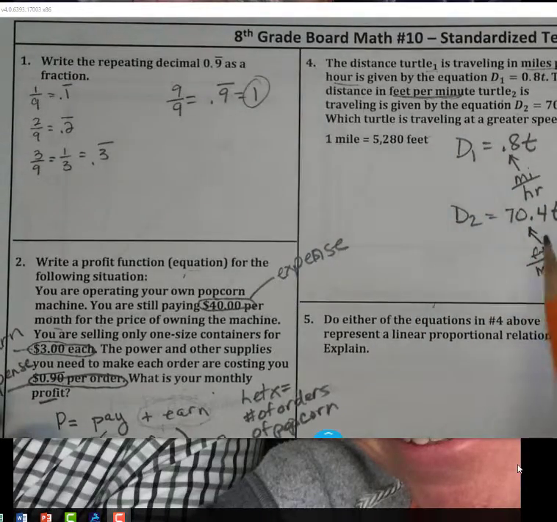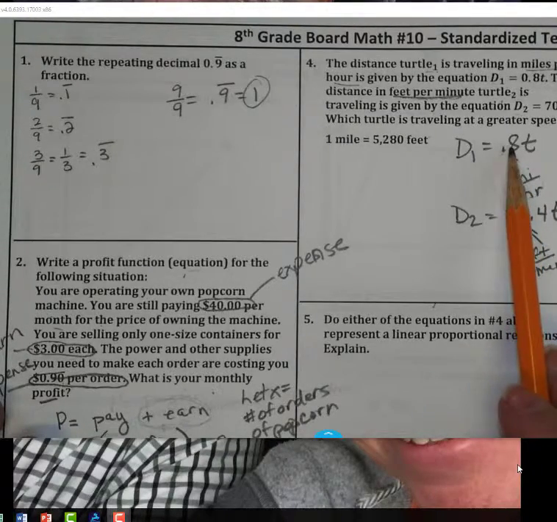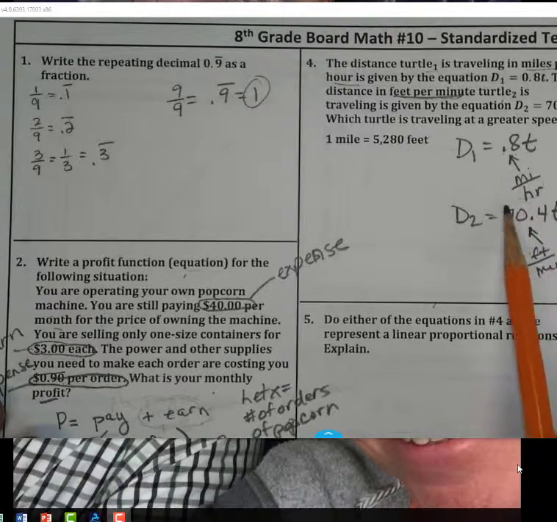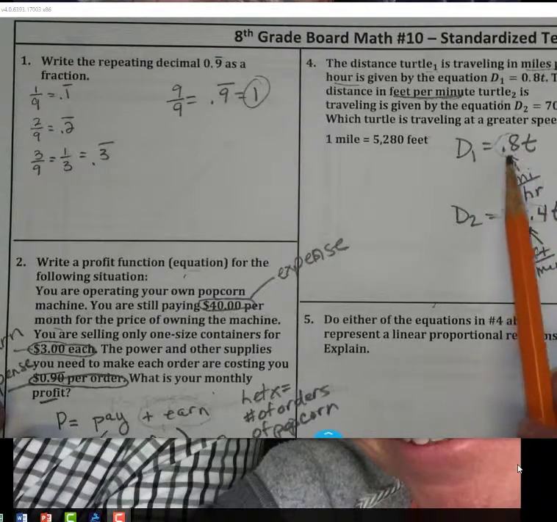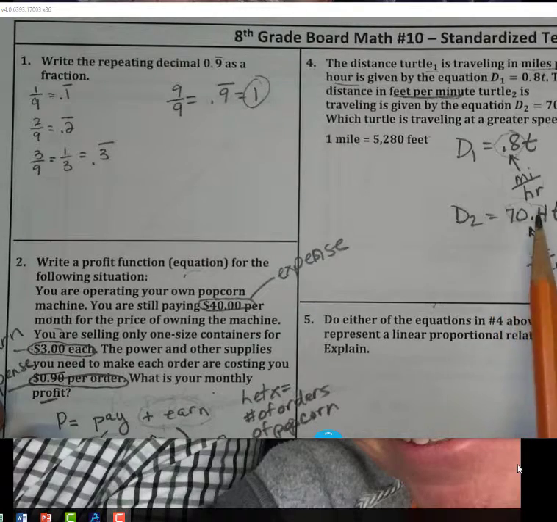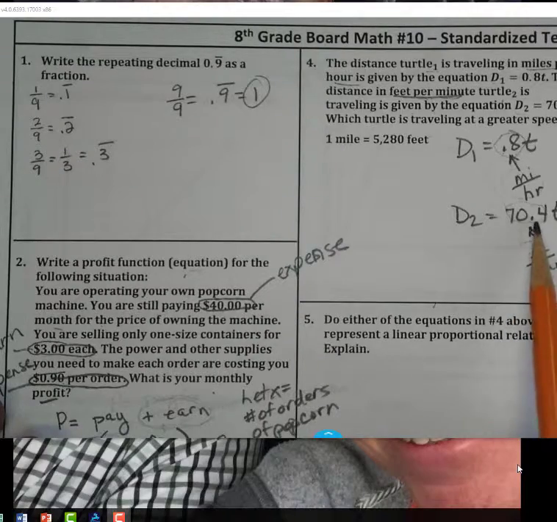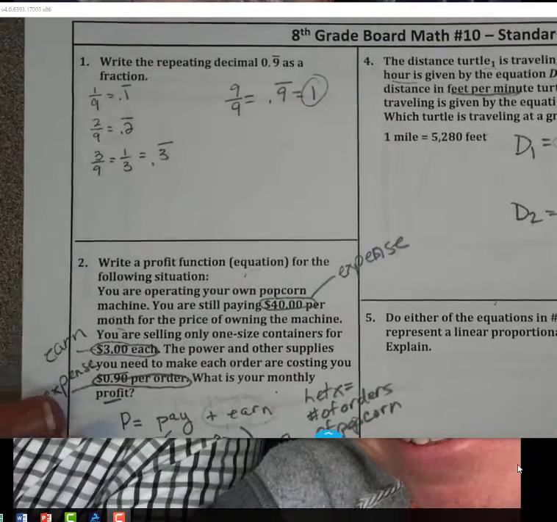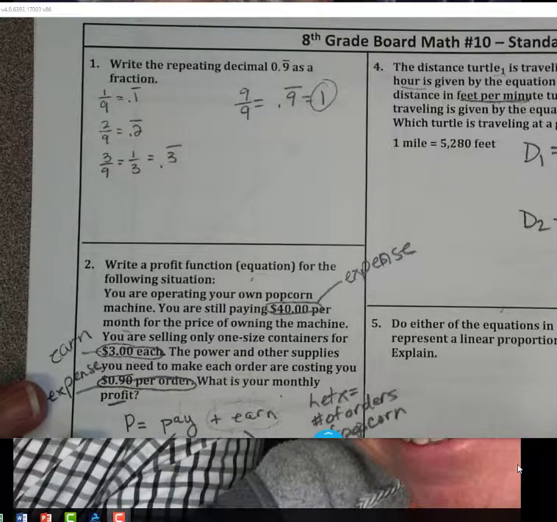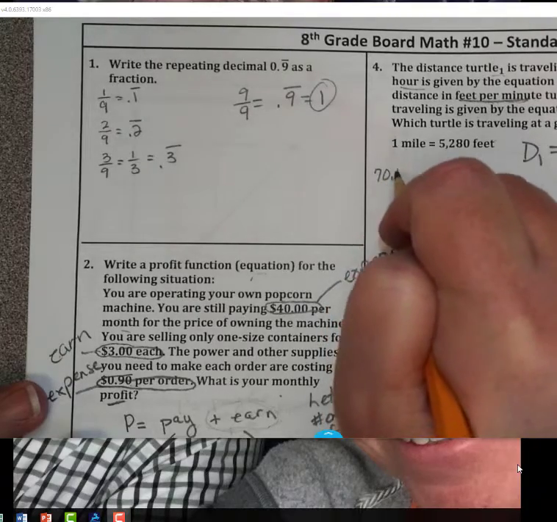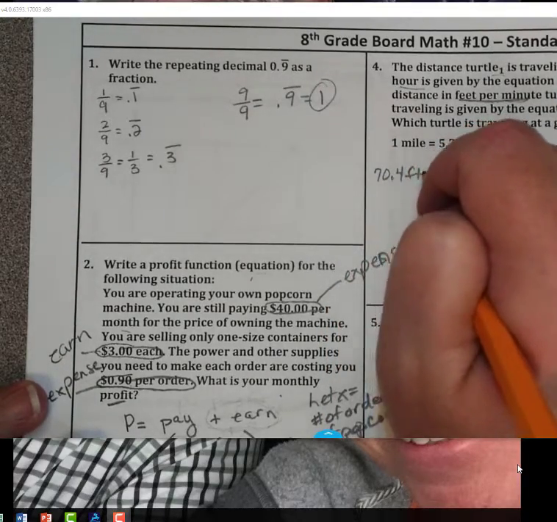So what we want to do is we either want to take miles per hour, this slope, and turn it into feet per minute, or the opposite, take this feet per minute and turn it into miles per hour. That way we are able to compare the slopes. Because right now, if I don't have any units and I just look at the number, obviously it looks like turtle 2 is going way faster. But we need to consider the units. So I'm going to change feet per minute into miles per hour. So we have 70.4 feet per minute.